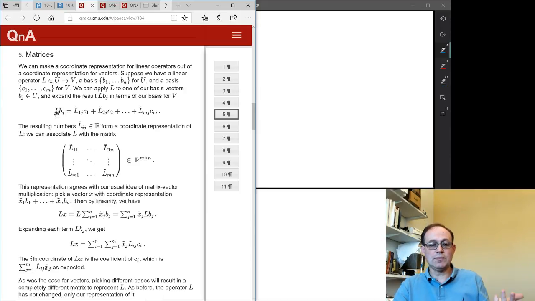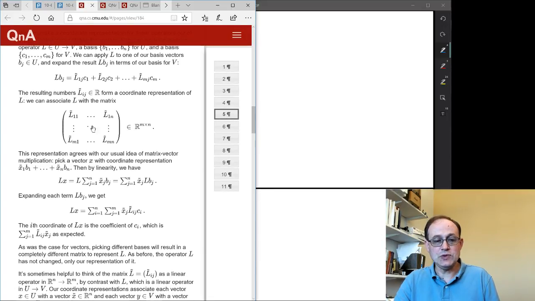And so that gives us now a matrix of numbers, and we're going to take that matrix and call it the coordinate representation of our operator L. As I mentioned before, once we chose the basis for U and the basis for V, we didn't have to make any further choices in order to get this coordinate representation of L.